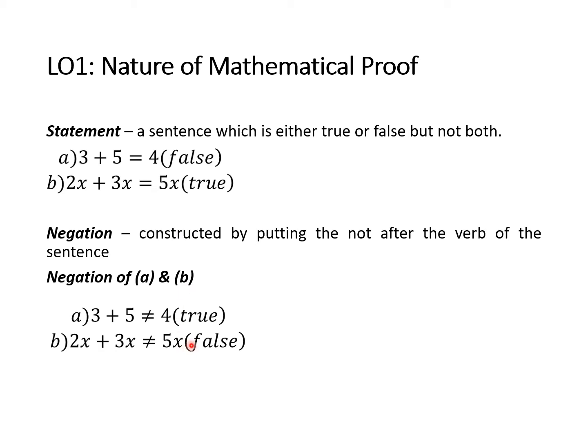So by doing negation, you can actually change the truth of a sentence. For example, 3 plus 5 equals 4 was actually false. By adding negation, it becomes true. Same goes with the sentence in B. 2x plus 3x is 5x was true, but by adding a negation to it, you change the true to be false.